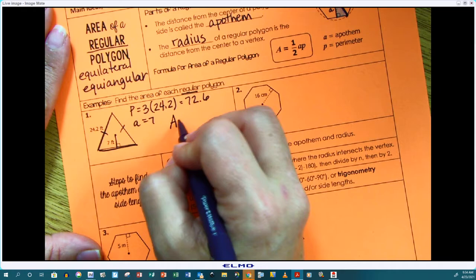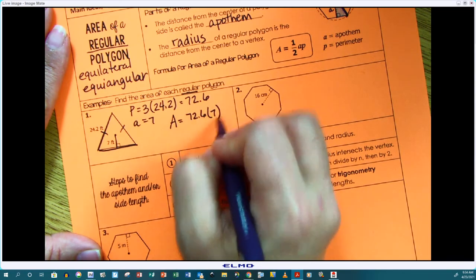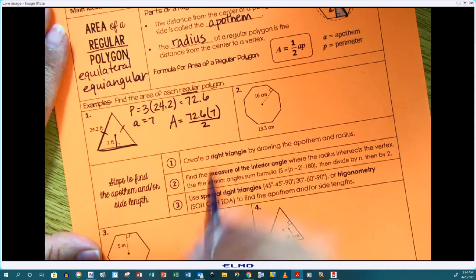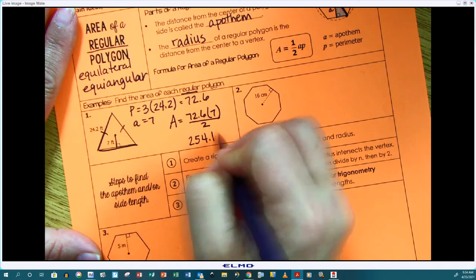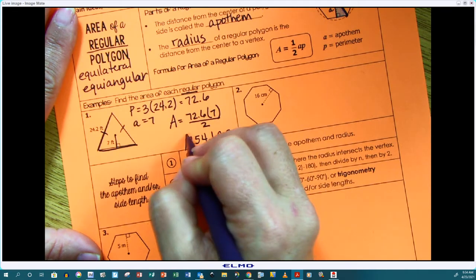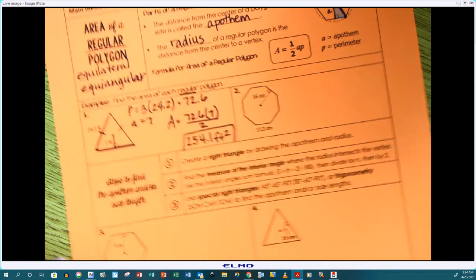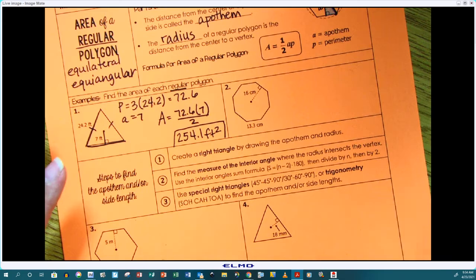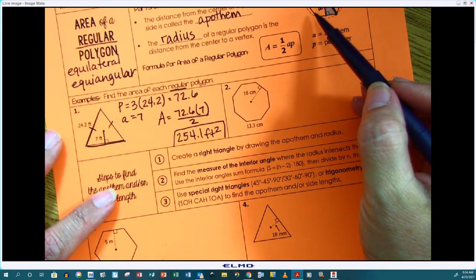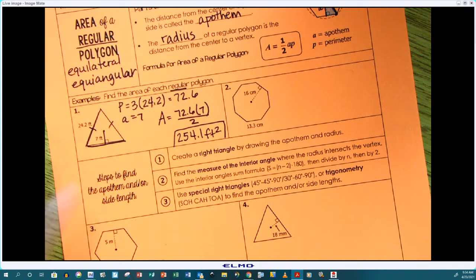So your area is perimeter times apothem divided by 2. So that would be 254.1. And that is feet squared. I will tell you now, this is the easier part of this lesson. Once we get into having to find the apothem or the radius, you're going to have to do more work. The good thing is that everything is easy. There's just a lot of easy steps. Okay, so you're going to be like, this is a lot of work, and you're right. There's a lot of steps, but the good news is they're easy steps.